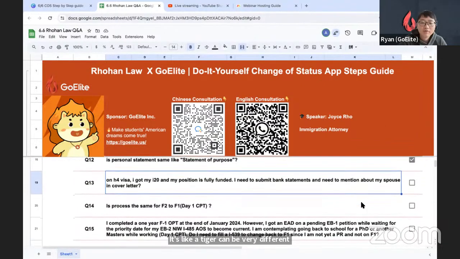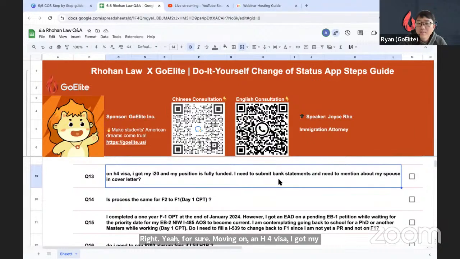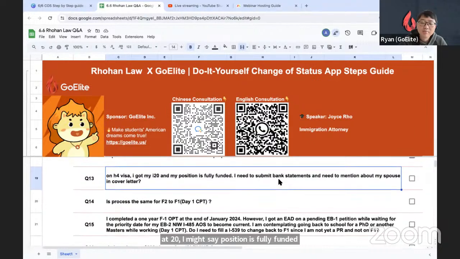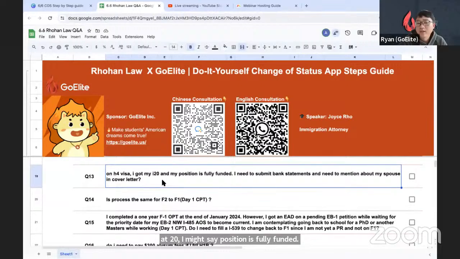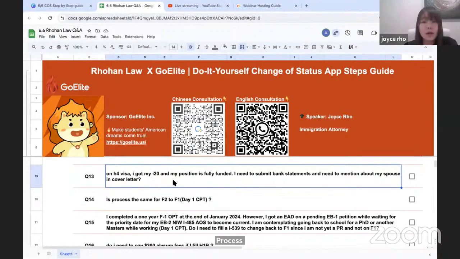Moving on: an H4 visa. I got my H20 and my position is fully funded. I need to submit a bank statement. I need to mention my spouse in the cover letter. I'm assuming that is for the change of status process. I guess she got funding for her school, though. She wants to include her spouse as a financial sponsor, I think. I don't know.